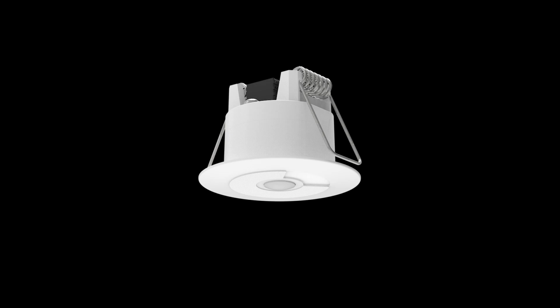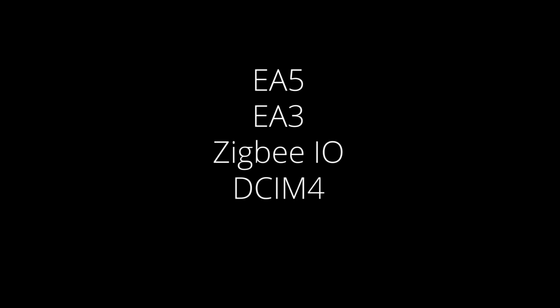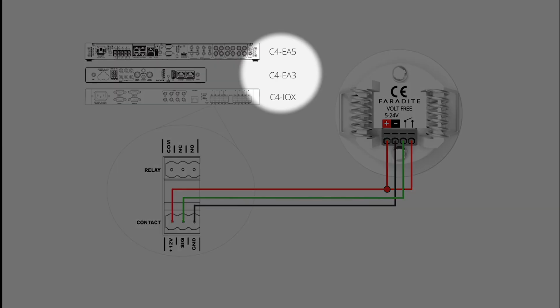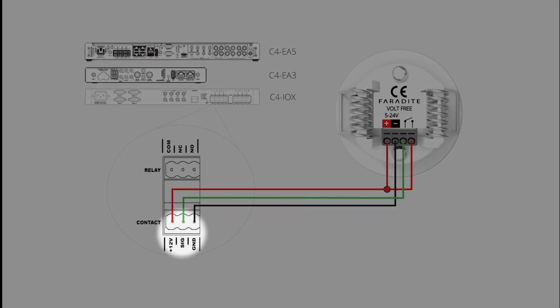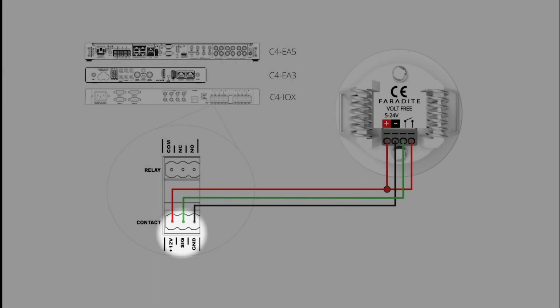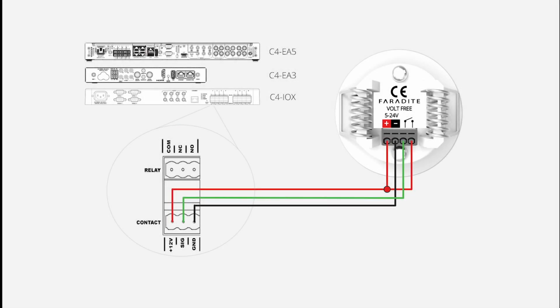The Motion Sensor 360 Volt-Free can be connected to Control4 devices with dry contact terminals, such as the EA5 Controller, EA3 Controller, Zigbee IO, 4-channel bus dry contact module and the IO extender. When using an EA5, EA3 or IO extender, firstly, provide the motion sensor with 12 volts DC from the plus 12 volt and GND terminals. Use the plus 12 volt terminal and the SIG terminal across the volt-free output of the motion sensor.